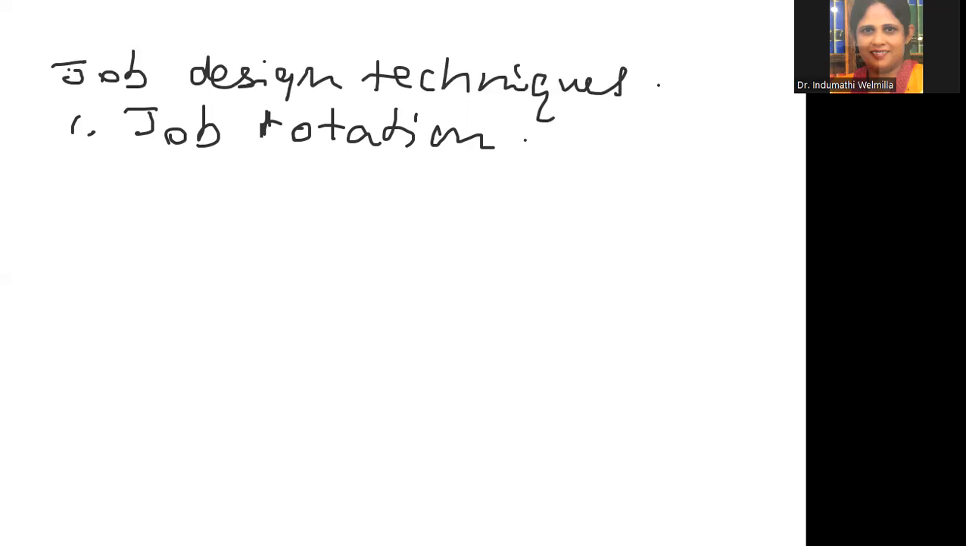mobilize and serve their tasks at different organizational levels. When an individual experiences different posts and responsibilities in an organization, the ability to evaluate his capabilities in the organization increases. So job rotation is one of the most important when we are designing the job. You have to understand that job rotation is one technique for job design, right?